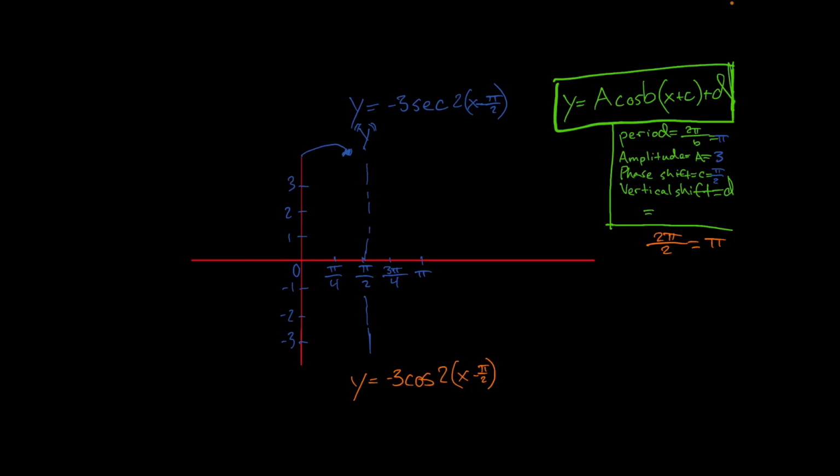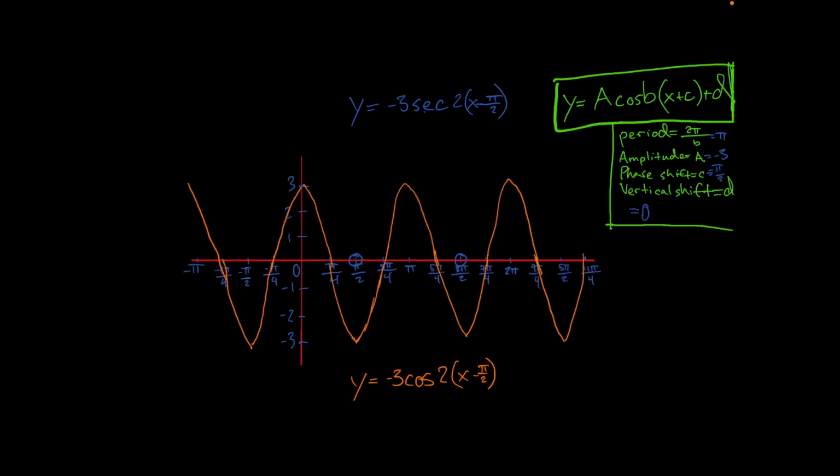Now what's our vertical shift? Well, our vertical shift is d. And what's d? D's plus, and it's right after the parentheses, and we have plus nothing, so we can assume it's plus 0. So we're just going to start graphing -3 times the cosine of 2 times x minus pi over 2. That's it, keeping in mind that our amplitude is 3 or -3.